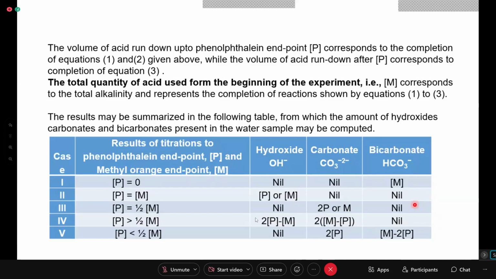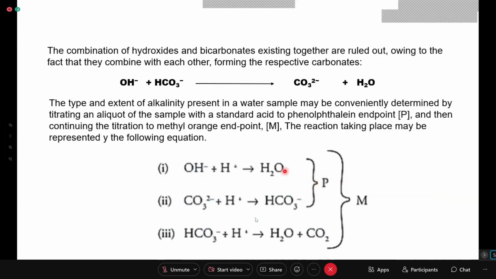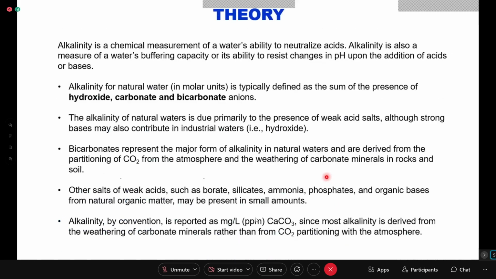So if your P and M relationship is like this: initially P is 0, that is, when phenolphthalein was added to the water sample, the solution doesn't turn pink, it remains colorless. In such a situation, you call P is 0. Now when P is 0, there is no hydroxide and no carbonate. Why? Because phenolphthalein is a neutralization indicator which shows color change. Here is the phenolphthalein structure.